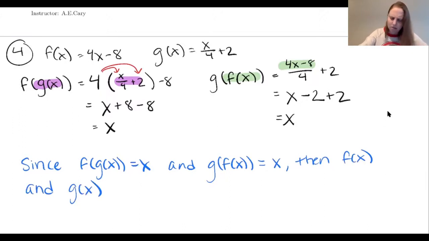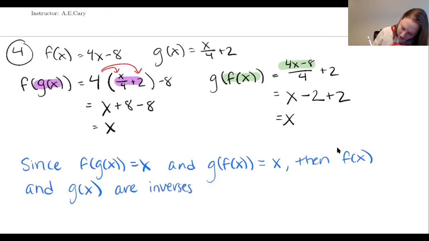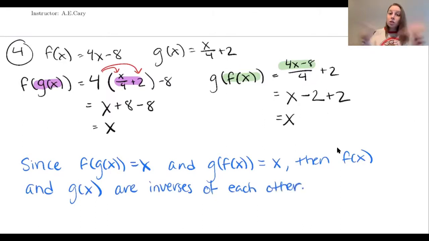What does this mean? We got one yes, we got a yeah. Okay, we got multiple people. Yes, one with an exclamation point. Yes, they are inverses of each other. Excellent. So this is one full problem.